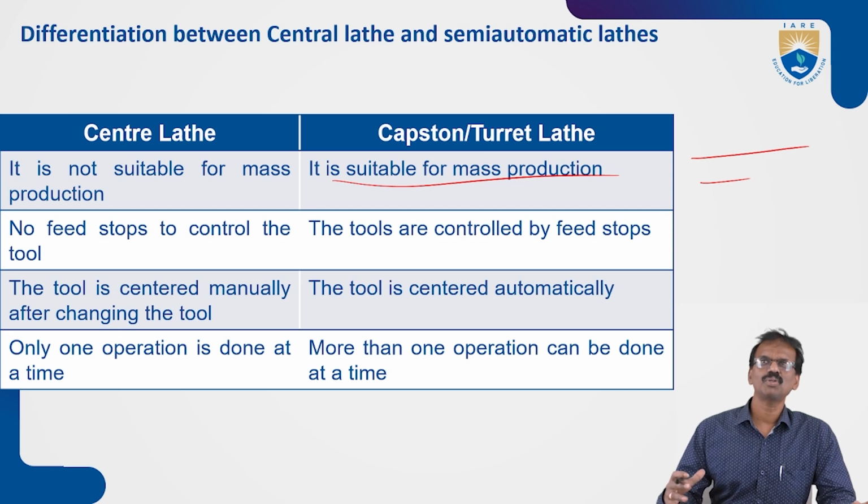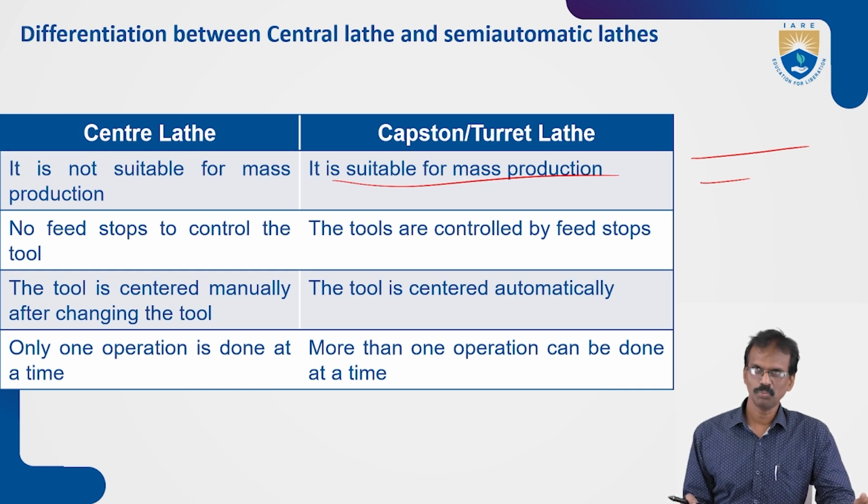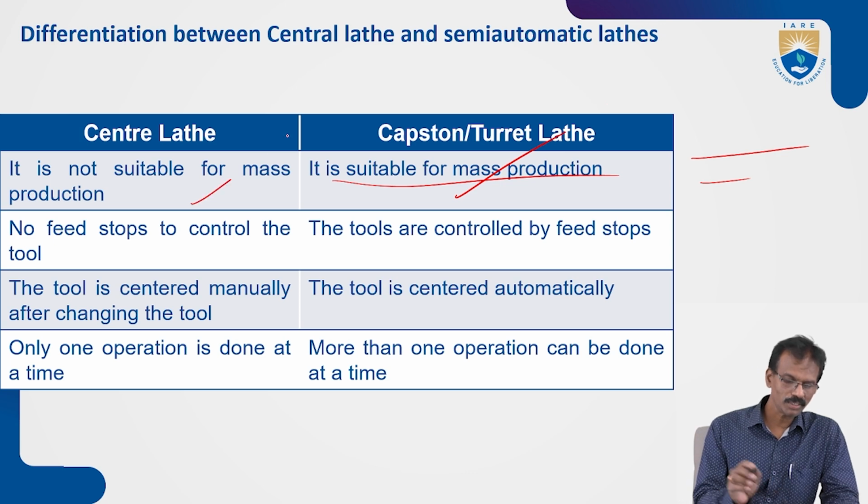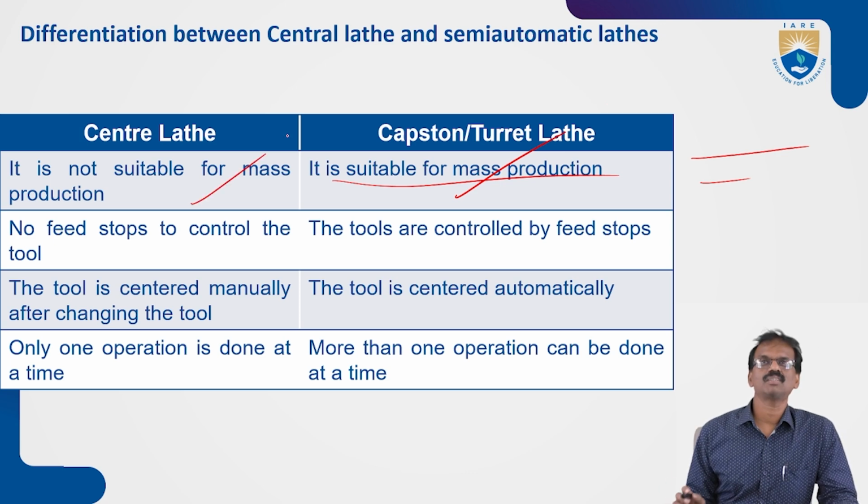As per the requirement, we position the required tool post and required tool bit, and to perform the operations, sequential operations can be performed here. So that is the main advantage of the capstan turret lathe.